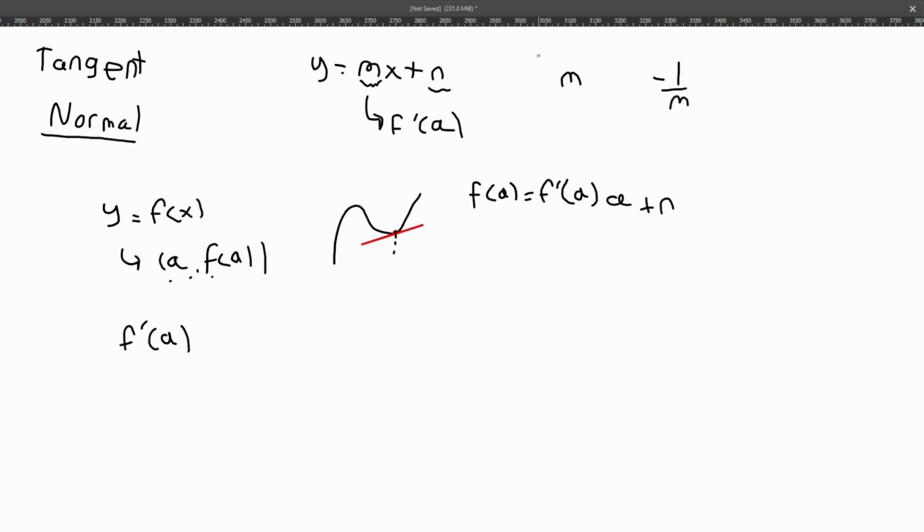So again, you have to use a similar method, but instead of using the slope as f prime of A, this time you have to use -1 over f prime of A. This would be the slope of your normal line, and again you can find the value of n by considering the fact that the normal line has to go through our point of tangency, which is A, f of A.